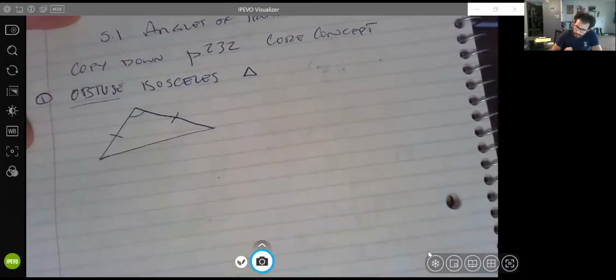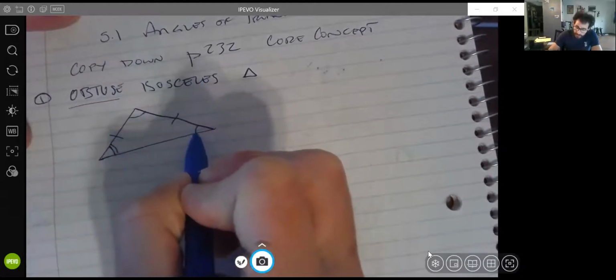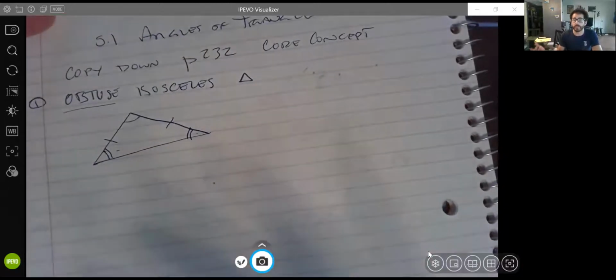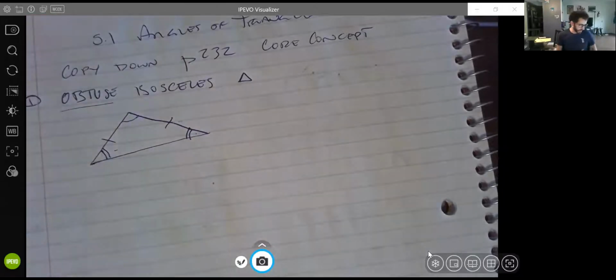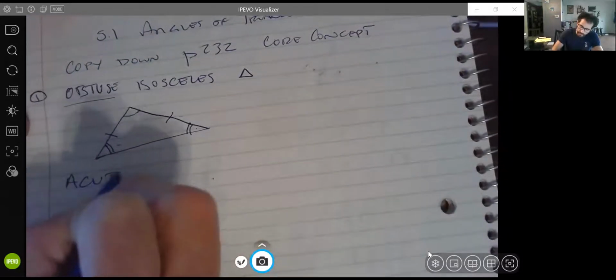So these are the two sides that are the same. Here is my obtuse angle. Figures not drawn to scale, and then these two angles are going to be congruent because it's an isosceles triangle and they're across from the congruent sides. So here is an obtuse isosceles triangle. And now they want us to draw an acute scalene triangle.